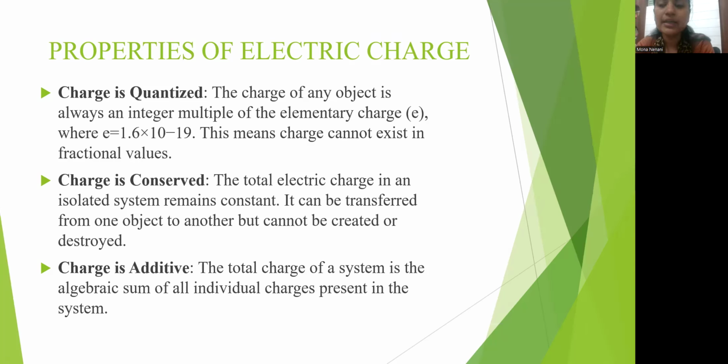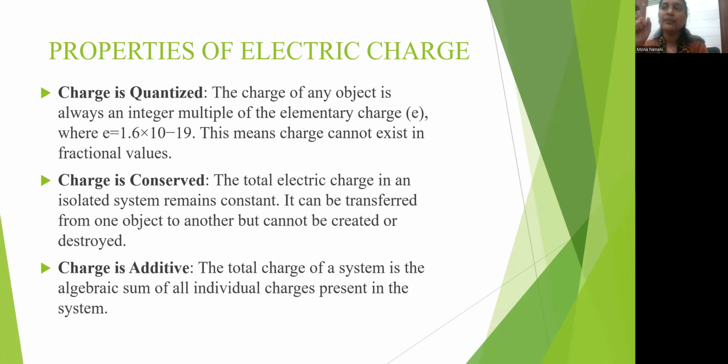The next property is that charges are conserved. Whenever we hear the word conserved, the only sentence that comes to mind is that it cannot be created nor destroyed. It can only be transferred from one to another. So yes, charges are also conserved. Charges cannot be created, they cannot be destroyed, but they can be transferred from one to another. We have seen the example of glass rod and silk cloth, or plastic rod and fur.